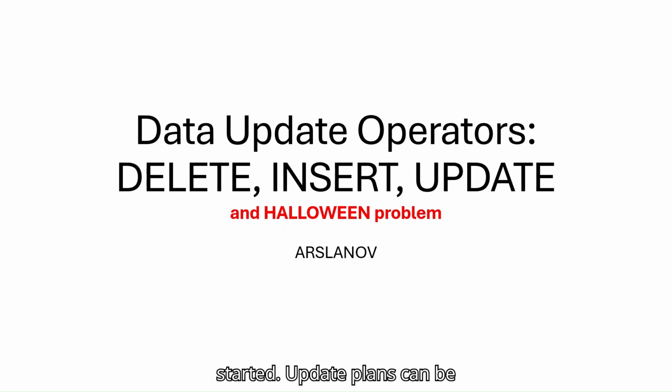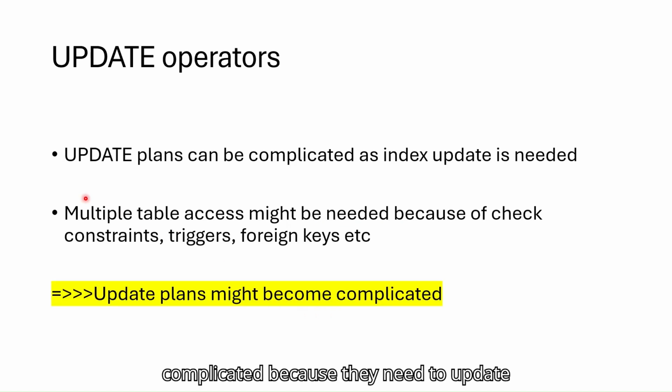Let's get started. Update plans can be complicated because they need to update existing indexes alongside data. Also, because of objects such as check constraints and triggers, update operations and execution plans might have to access multiple tables and enforce existing constraints. This can have a big impact on the performance of the entire update operation. We will take a deeper look at that now.